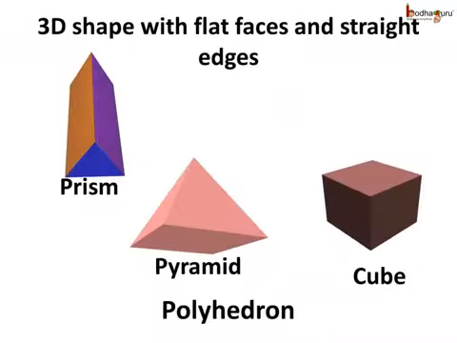You know, a solid shape with flat faces and straight edges is called a polyhedron. So, this prism and the pyramid and the cube are polyhedrons or polyhedra, which is the plural of polyhedron.